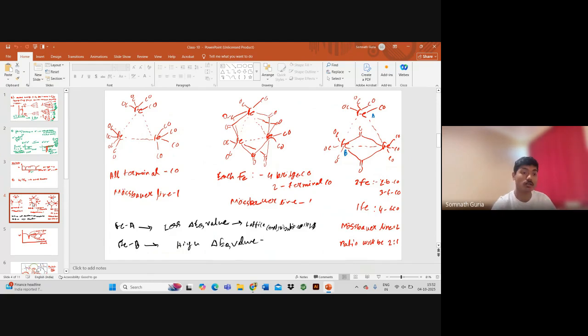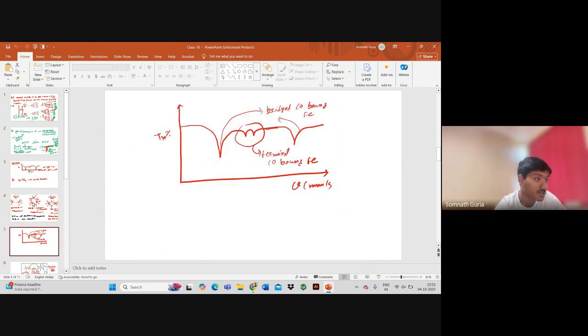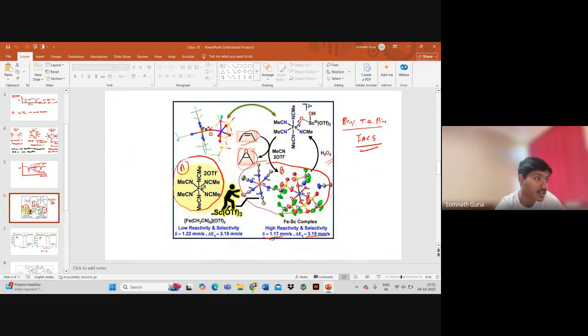If there is a spin crossover, let's suppose one complex can form different spin states, for example a high spin to low spin to high spin transition. How can we identify this? With the help of Mossbauer spectroscopy we can easily identify the spin state of the system.